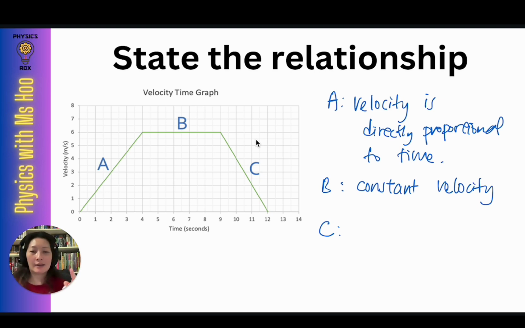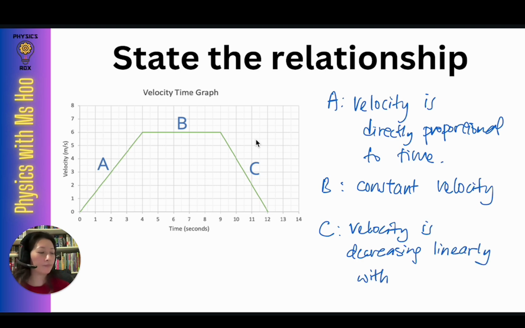For now, let's look at how to describe this. This is a linear decrease. So velocity is decreasing. You can see the velocity is dropping, right? It's decreasing in what fashion? Linearly with time. That's how you can state the relationship for A, B, and C.